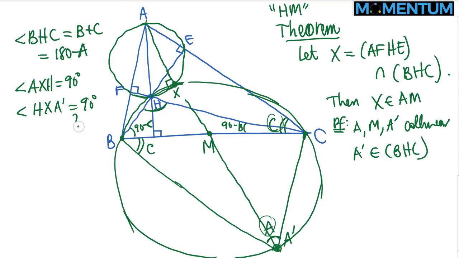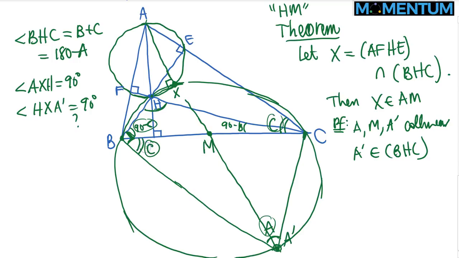But why would that be? Showing that this is 90 degrees is the same thing as saying that HA prime is a diameter, or if you will, A prime is the antipode of H with respect to that circle BHC. So how can we establish that HA prime is the diameter? Well, we just did it. Look at this angle over here. This is 90 degrees because 90 minus C here.